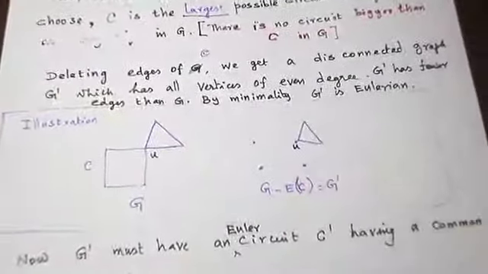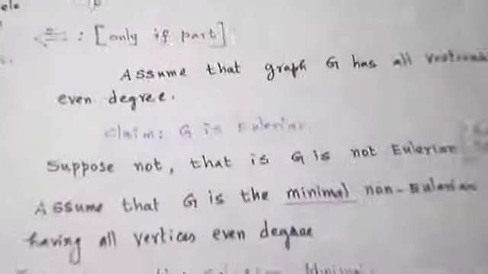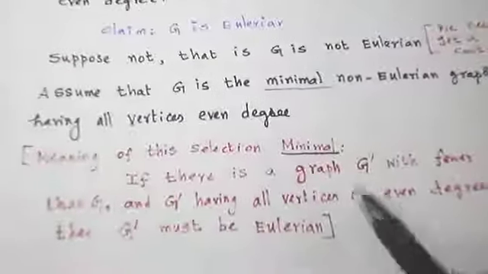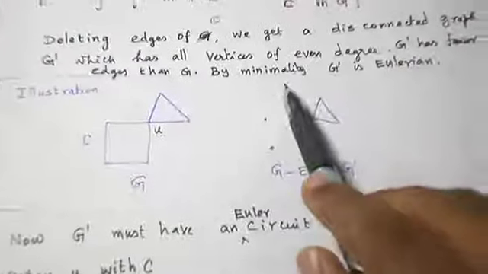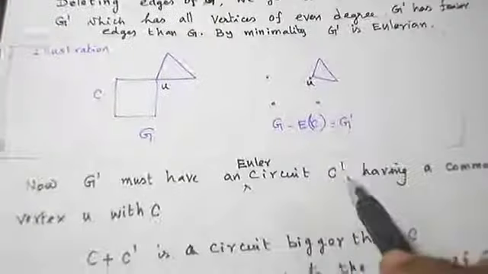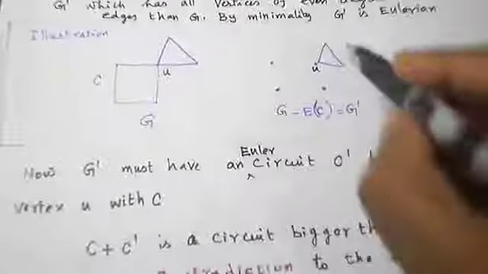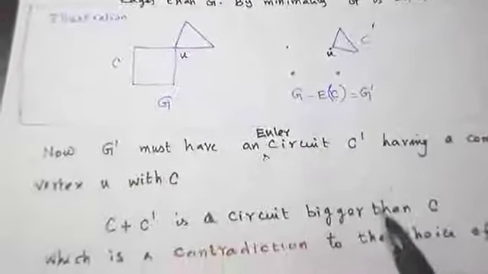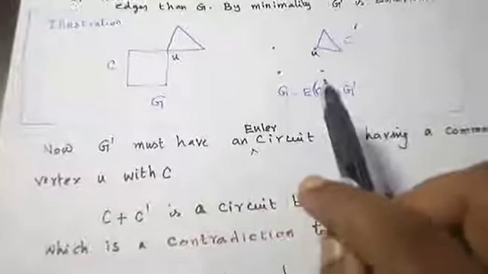Now I recall we have chosen G as the minimal non-Eulerian graph. If at all there is any graph which has fewer edges than G and has all vertices of even degree, then that graph will be Eulerian. So by that choice, G dash will be Eulerian. So G dash has an Euler circuit C dash. So this is that circuit C dash in the illustration. Now both circuits have a common vertex U.